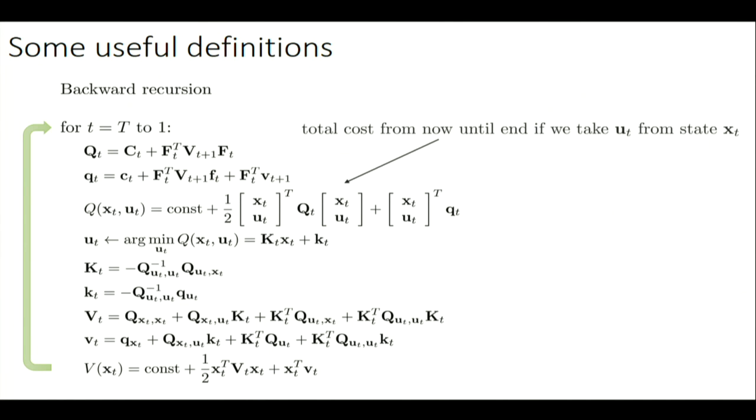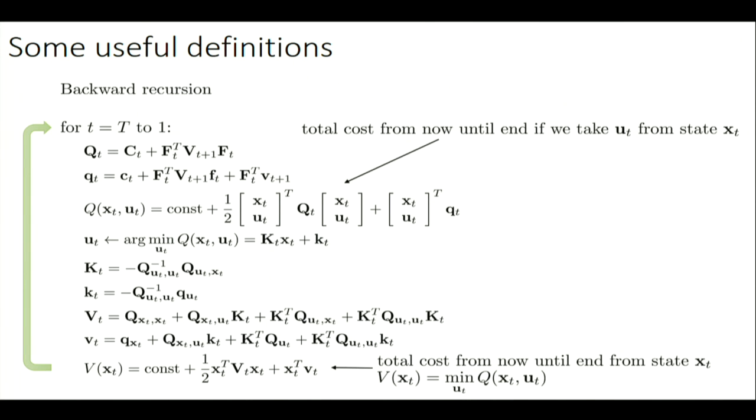Some useful definitions, I've kind of alluded to this as I went along. This thing is called Q because it's actually the Q function. The Q function is the total cost from now until the end of the episode if you're in state xt and you take the action ut. And this is for the optimal policy, because you're computing the optimal policy as you go backwards. And the value function is the total cost from now until the end from state xt, which is just defined as the minimum of the Q function with respect to the action. And these definitions will come up again and again when we talk about reinforcement learning too.